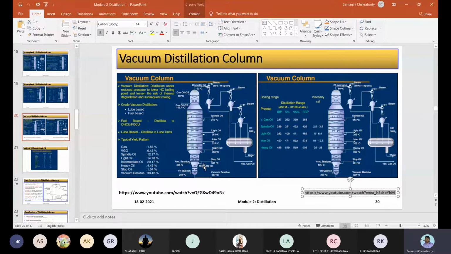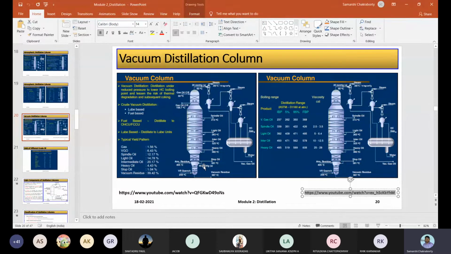I have already talked about all the products at atmospheric pressure, what boiling point range we are getting, and at vacuum, that spindle oil is extracted at 213. Those discussions we have already covered.